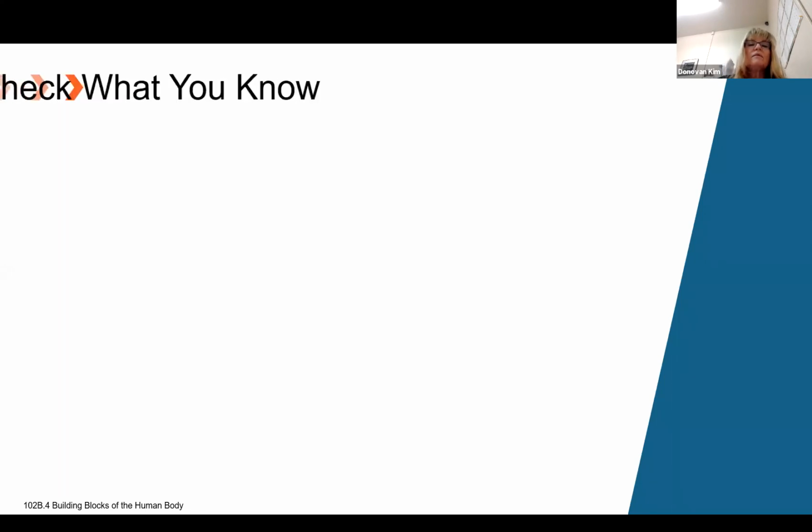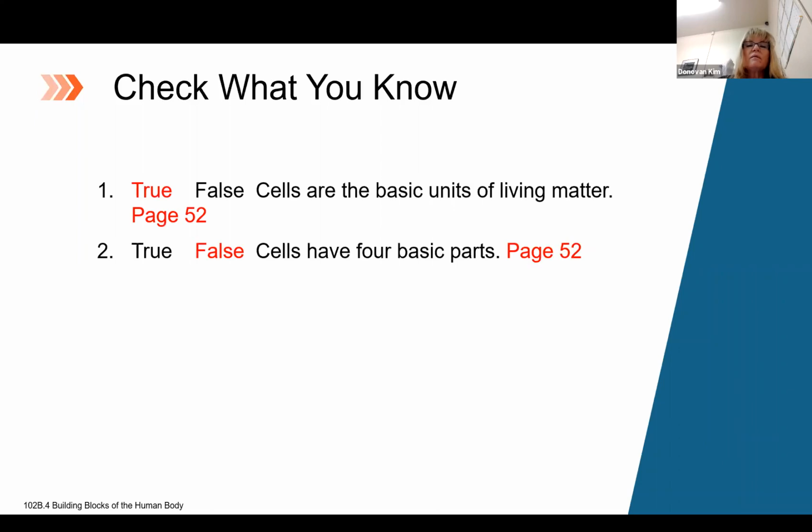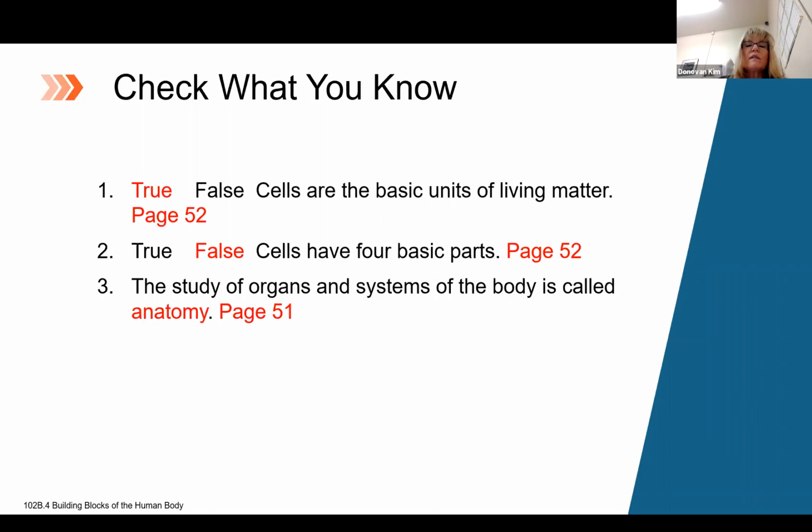So there we go. True, false. Cells don't have 4 basic parts. Cells have 3 basic parts. That's what I was thinking. It's the nucleus, the protoplasm or the cytoplasm, and the cell membrane. And then the protoplasm is what the cell's made of, so it's not like a part. It's made of.